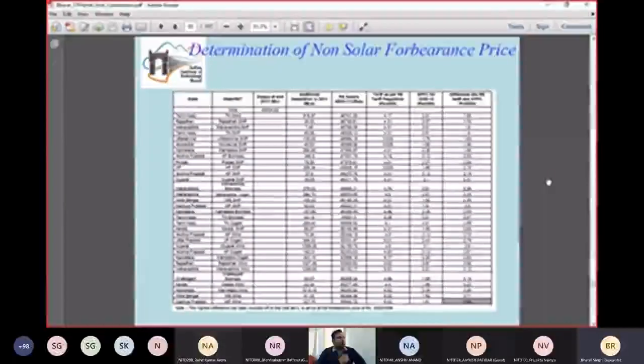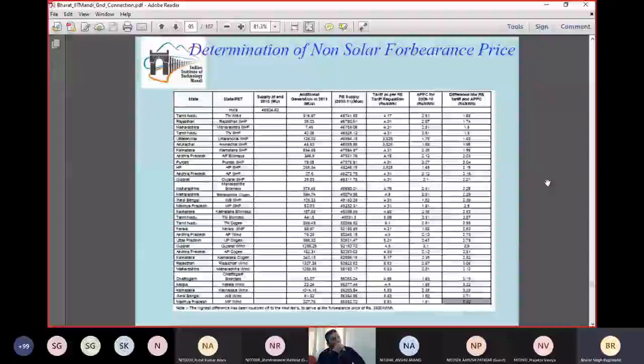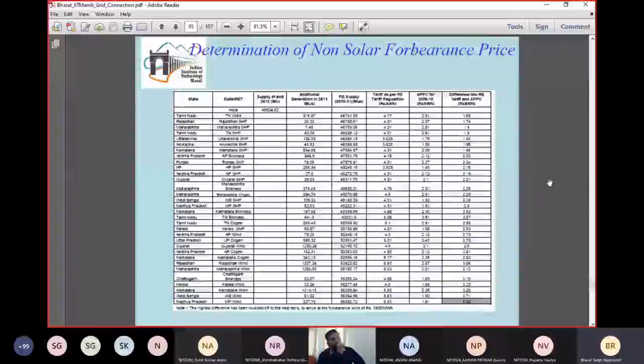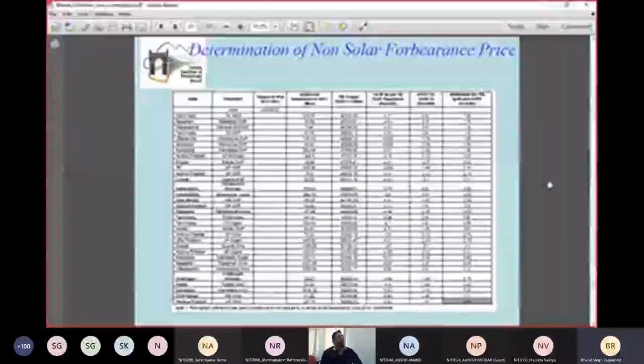Take the example of Tamil Nadu wind, which is the first row. The preferential tariff is 4.17, the APPC is 2.51, and the difference comes out to 1.66. So if Tamil Nadu wind gets 1.66 as the highest price, then based on the REC certificate mechanism, it is going to get the same amount as under the preferential tariff mechanism. In this case, there is no profit as compared to the preferential tariff mechanism.